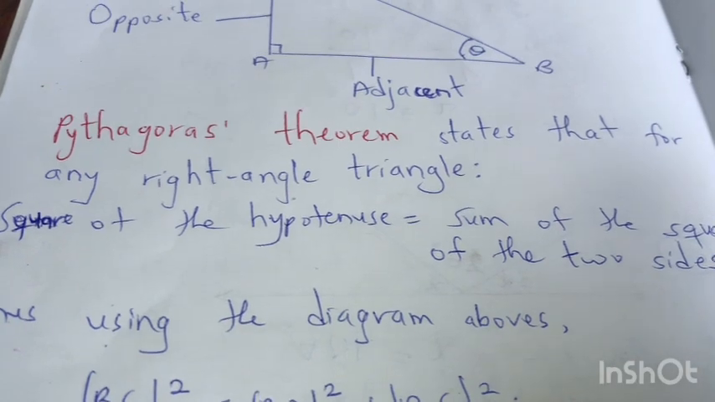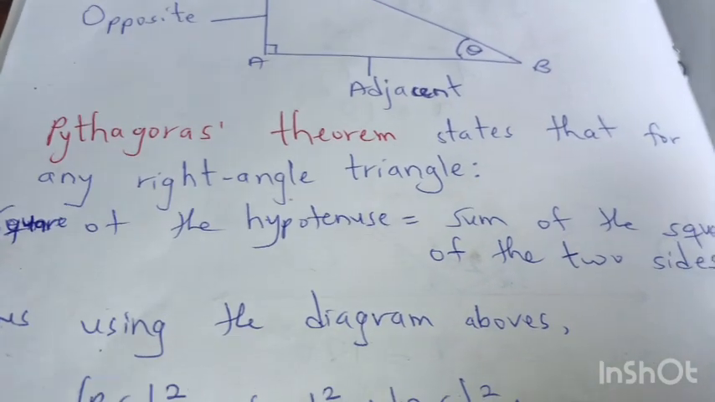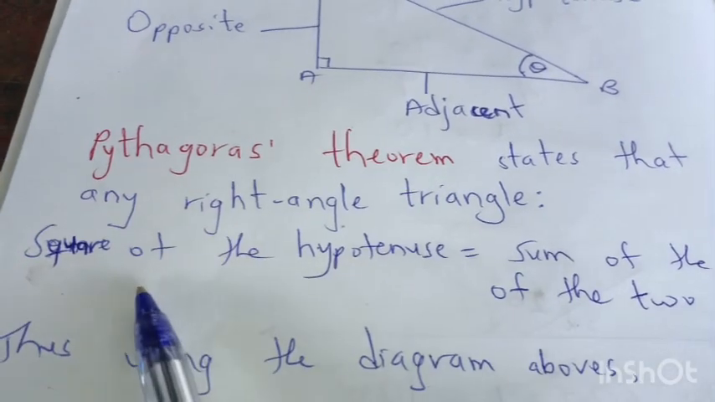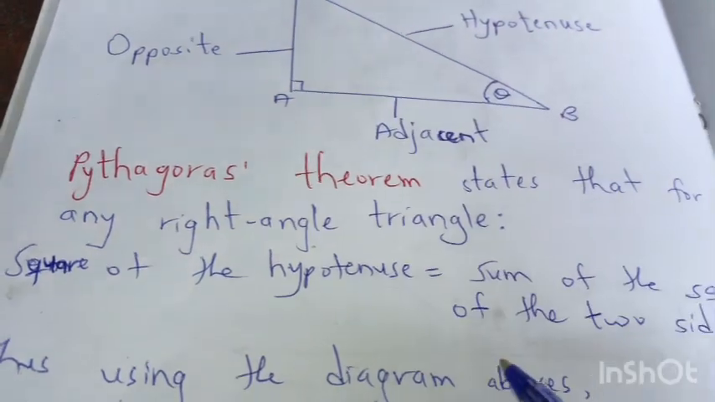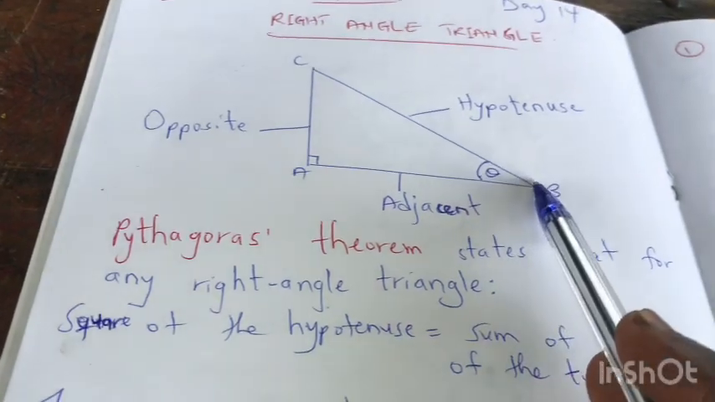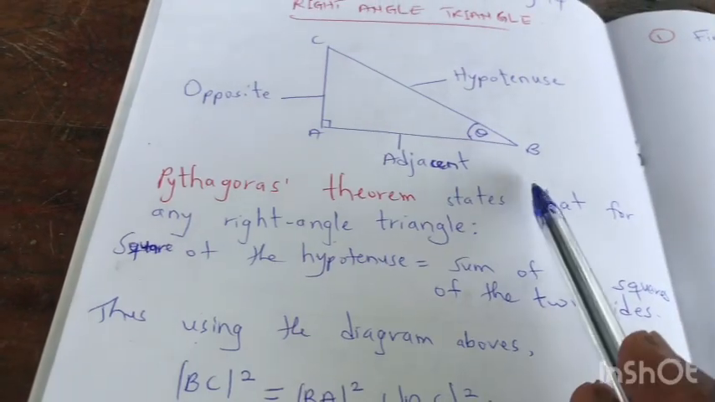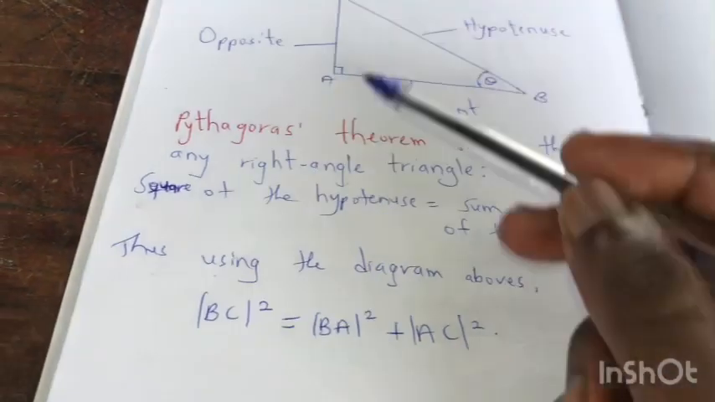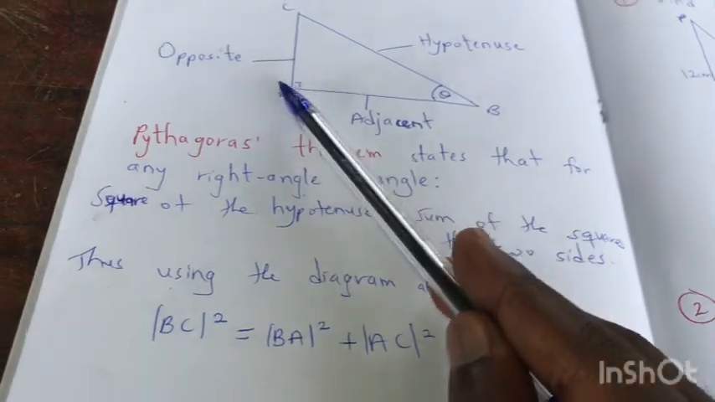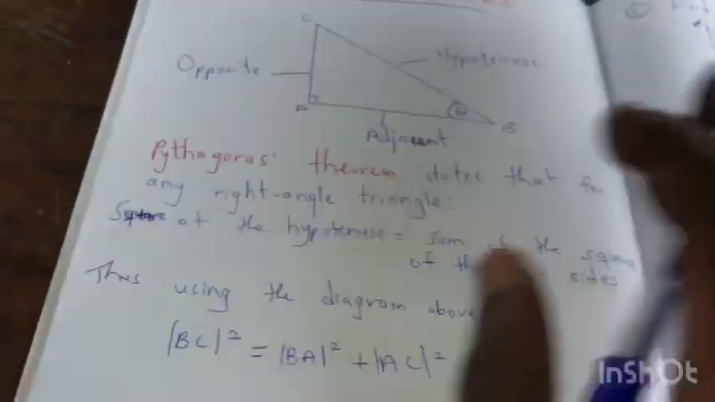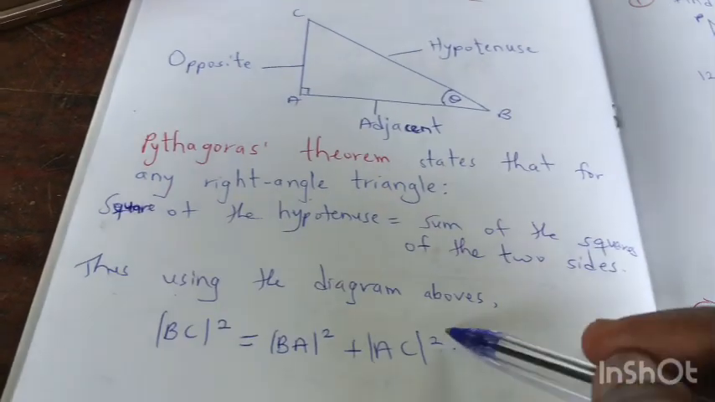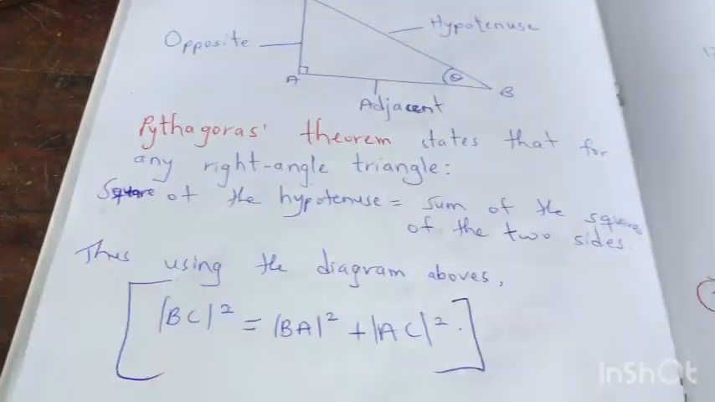It's named after a man called Pythagoras. He developed this theorem, and he said for any right angle triangle, the square of the hypotenuse is equal to the sum of the squares of the two other sides. So if this is my triangle, BC squared is equal to BE squared plus AC squared. So this is what we call the Pythagoras theorem.